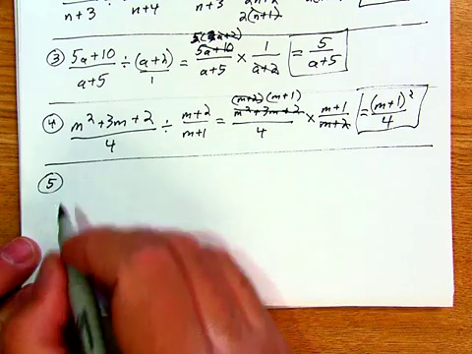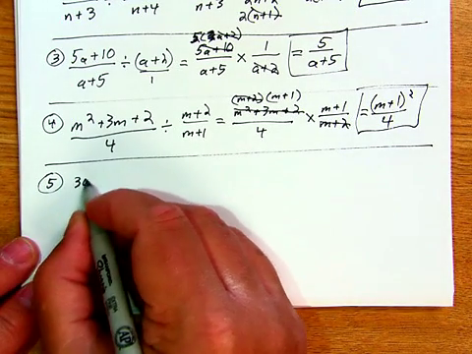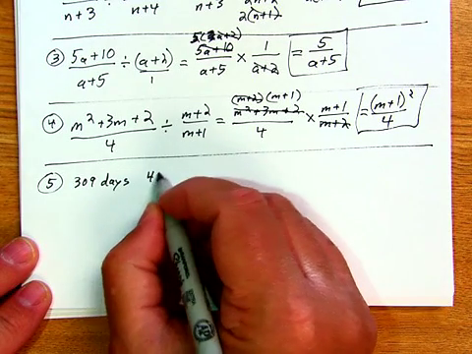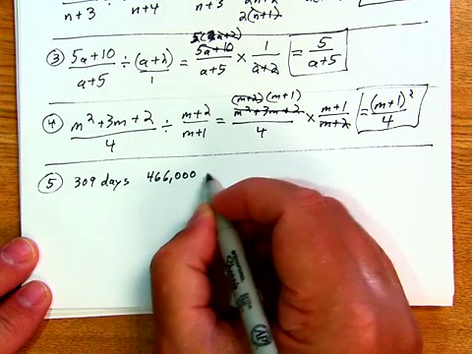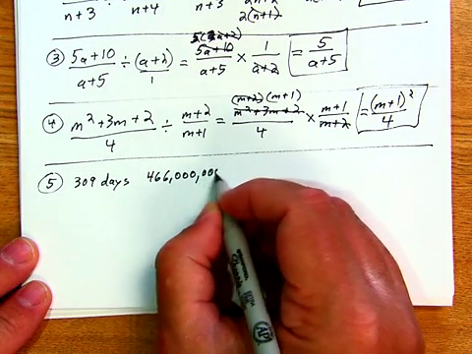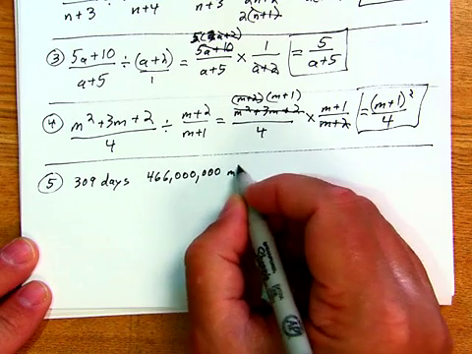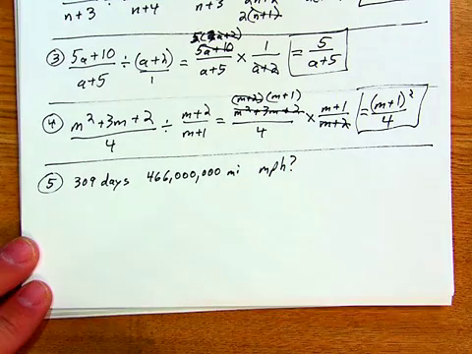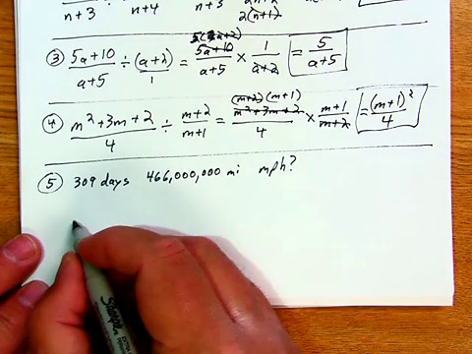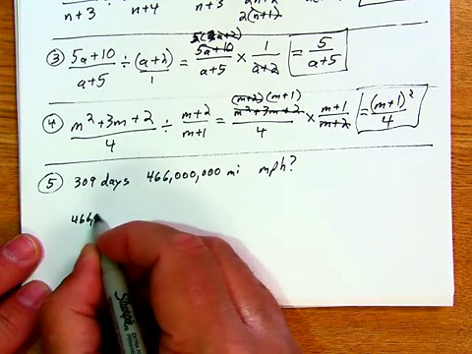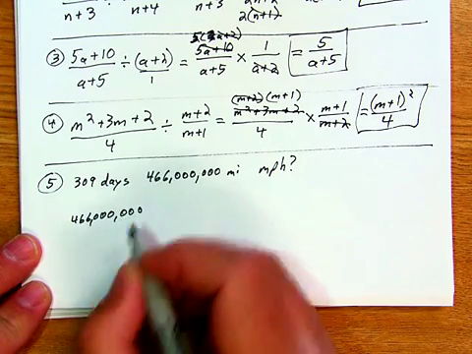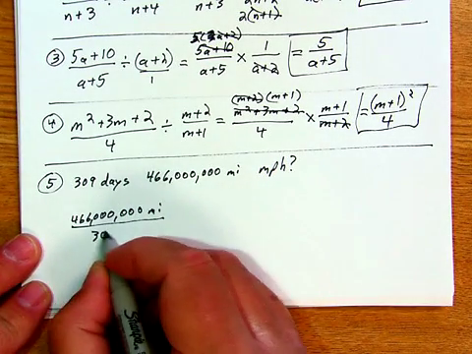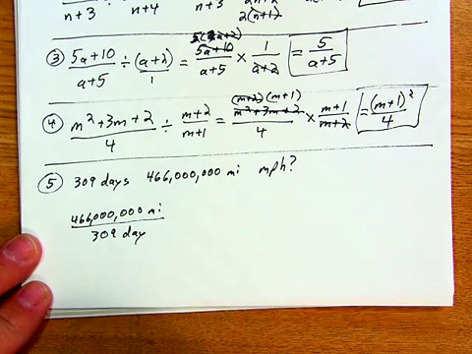Number 5. This one is a dimensional analysis problem. If I have 309 days, and I have 466 million miles, and I want to find my miles per hour. Alright, so I'm going to start with 466,000,000 miles in 309 days. That's how far I travel. It's a satellite.